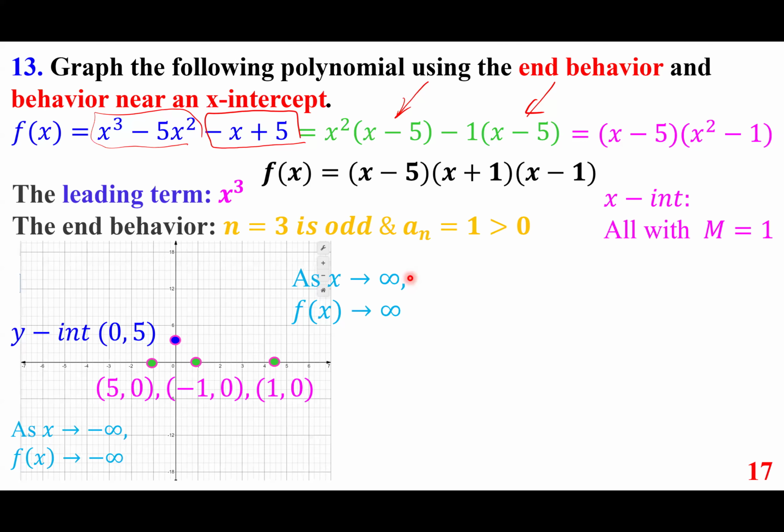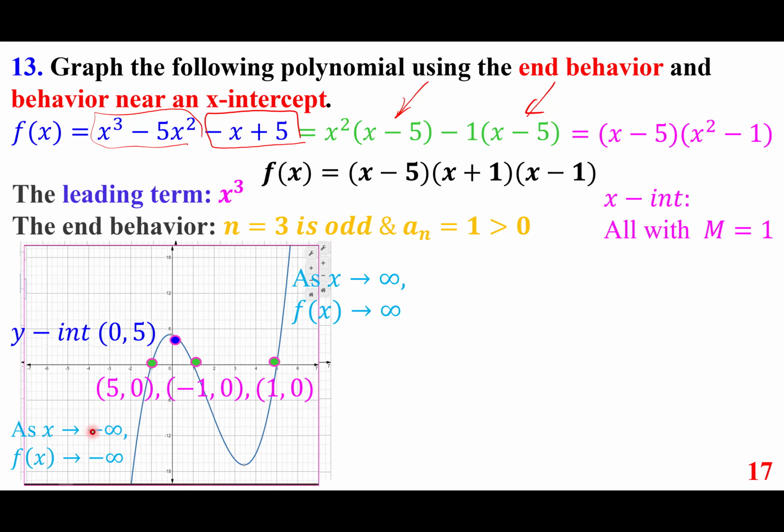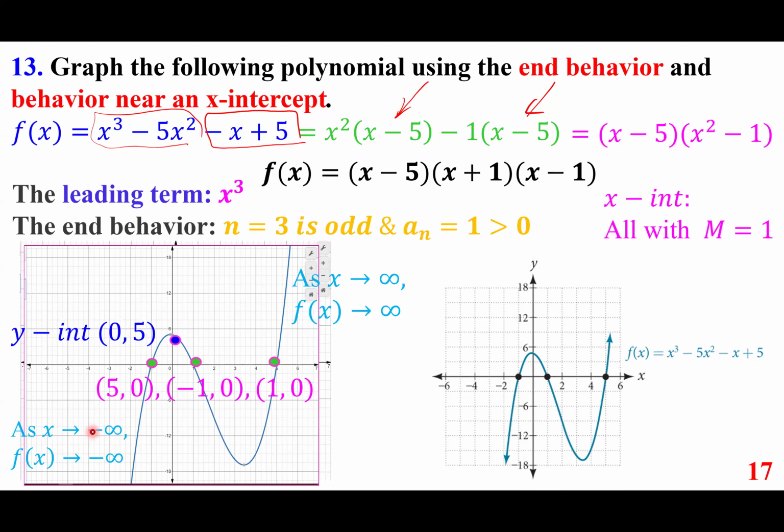So it looks like this, and it crosses. By the way, because the multiplicity is odd, it crosses. This one has to come back up and hit those. That's the way it looks. And this is, in essence, a better graph, everybody, with a little bit more details.